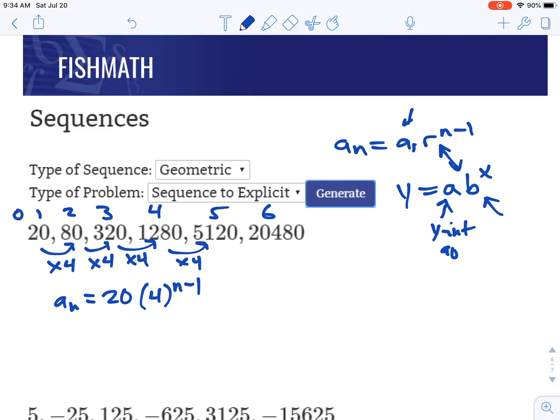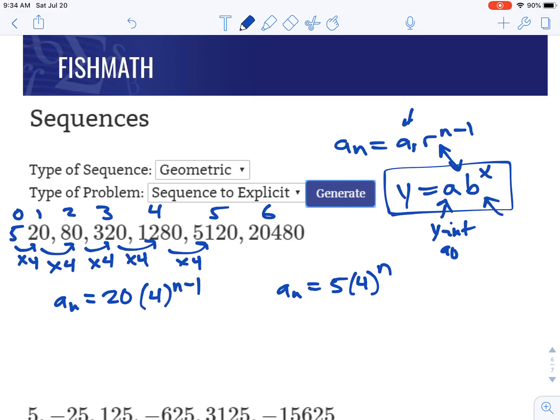Or we could work backwards. We could find the y-intercept. What would it be at 0? So something times 4 is 20, and that would just be 5. So another way to write this would be a sub n equals 5 times 4 to the n, which is like this formula that we use for exponential functions.